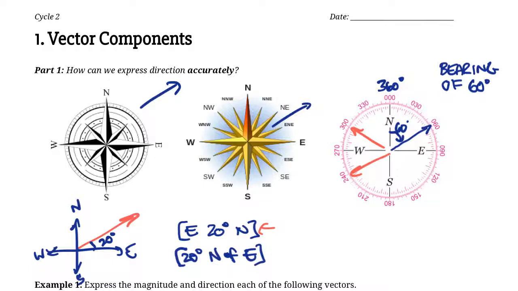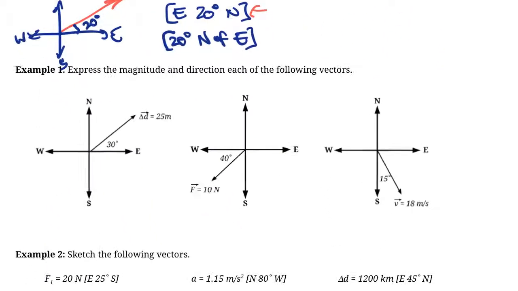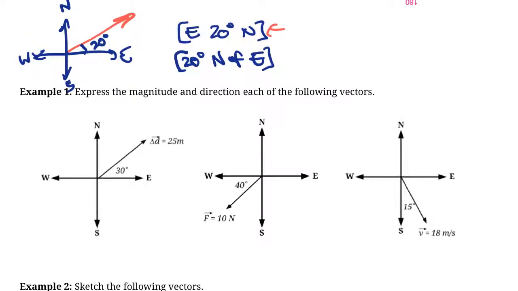Okay, let's pause there and do some example problems. I'm going to leave that at the top so we can see it. As an example here, we have a displacement vector that goes 25 meters. So the distance is 25 meters, and the direction is 30 degrees from east in a northward direction. How would we describe that vector? Well, we would describe it like this.